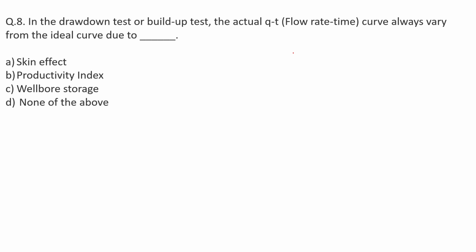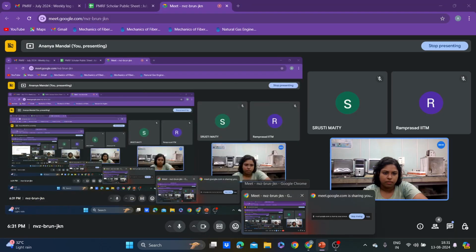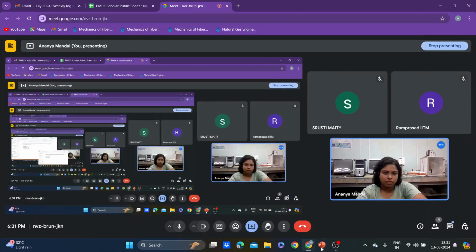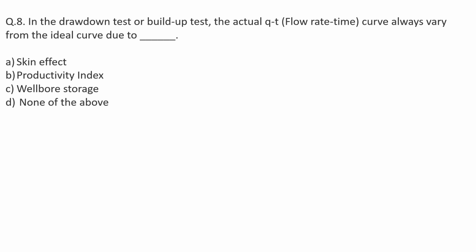Anyone? Shrishti? Shrishti, any idea which will be the answer? Skin effect. No.